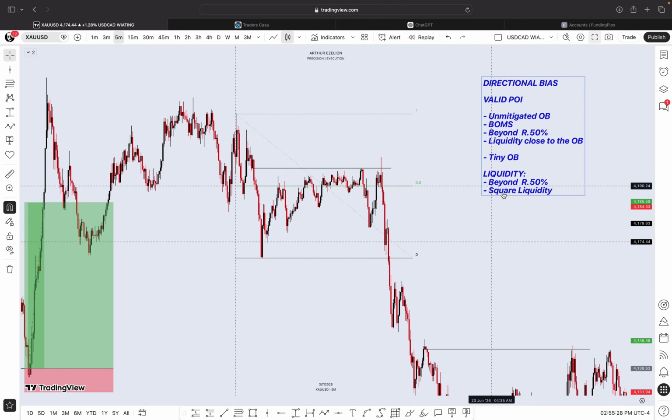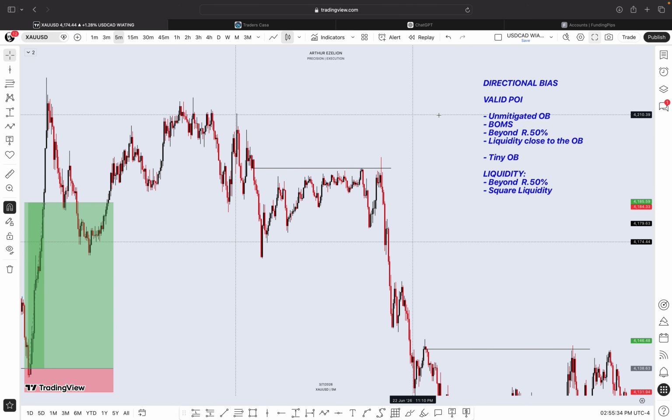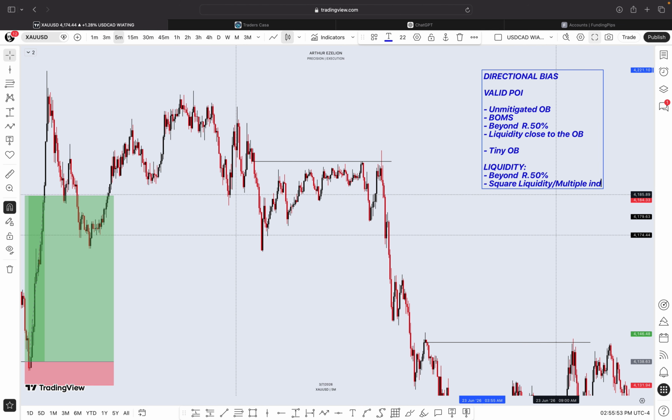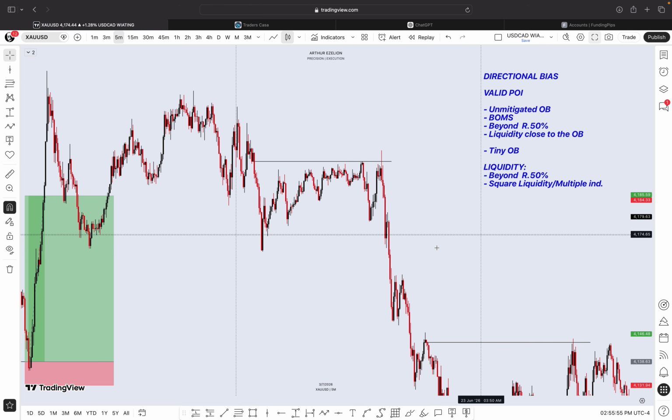Now we are looking for, if it's a tiny order block, it works best and gives you good risk reward. For this liquidity, we want to see that it is beyond 50%. Obviously it's beyond, and a square liquidity, I told you guys, or a pile of liquidity, or an inducement, or multiple inducement. You can call it multiple. Let's also add, for that second example I gave you, inducement. So this is what I'm looking for in this.